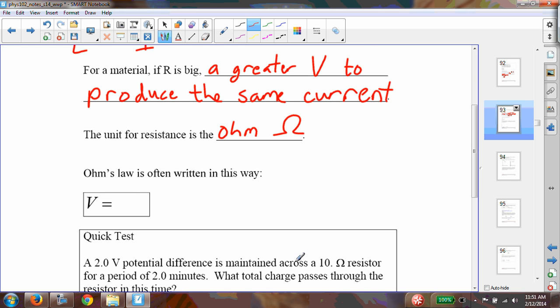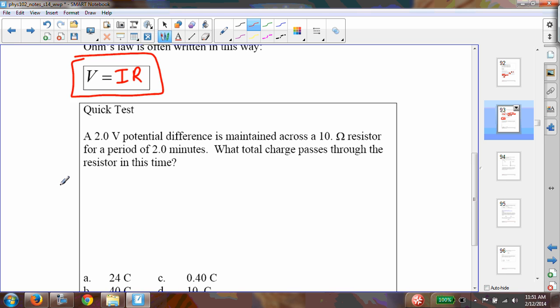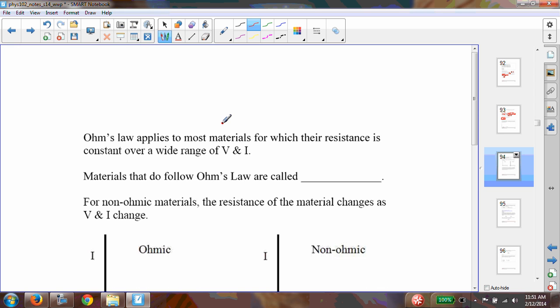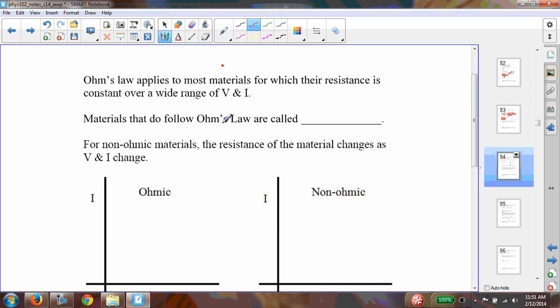Ohm's law is usually written in this way, not as R equals V over I, but V is equal to I times R. It's a good basic definition for Ohm's law. You can try this quick test. This is just based on the definition of Ohm's law and on the definition of current. Now, Ohm's law applies for most materials in which the resistance is constant over a wide range of V and I, and we call these materials that obey Ohm's law ohmic. So materials that follow Ohm's law are called ohmic.